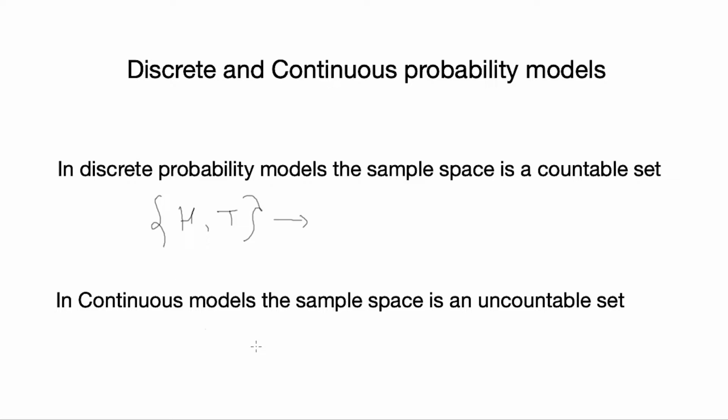For example, when you wait for a bus or a train that you know will come between 11 and 11:30, for example, you probably will wait between 0 to 30 minutes. So this is an interval, an uncountable interval. You can't specify a point at which the train or the bus will come, because this is an uncountable set or uncountable interval. So this is the difference between the discrete and continuous probability models.